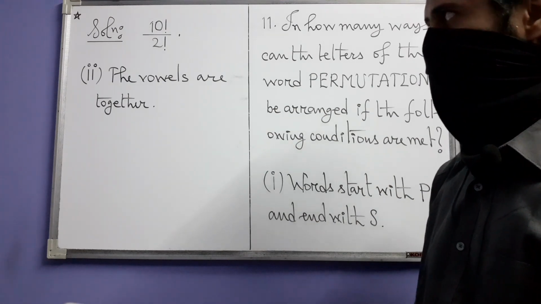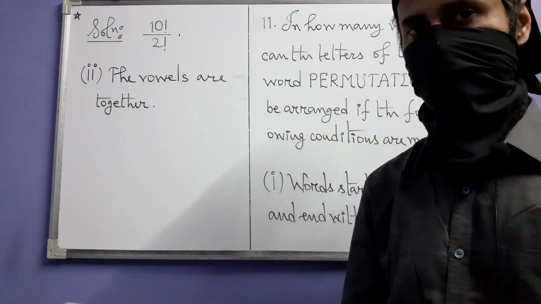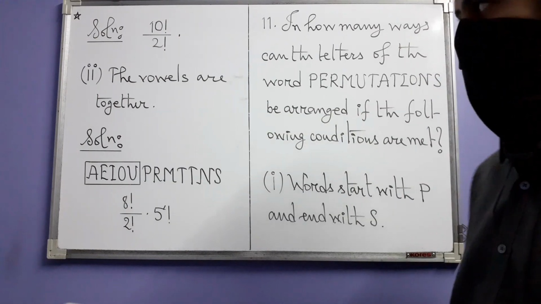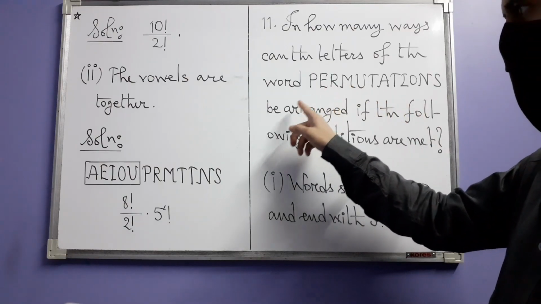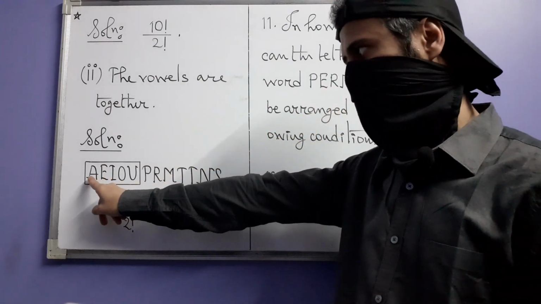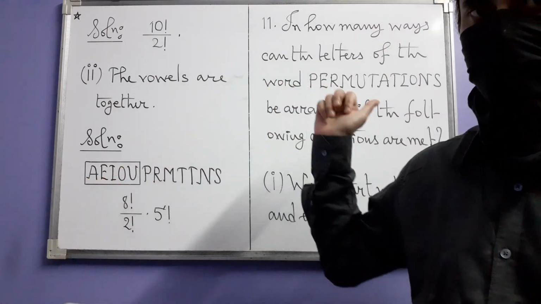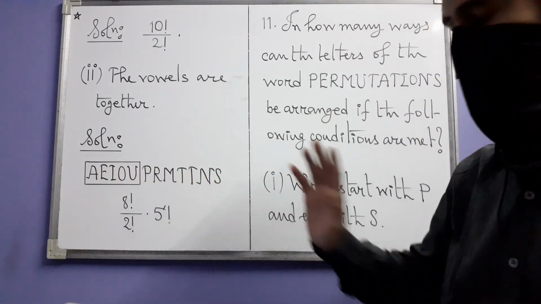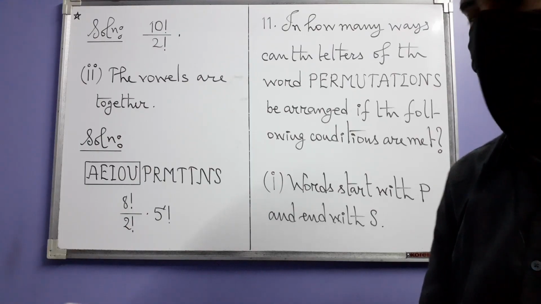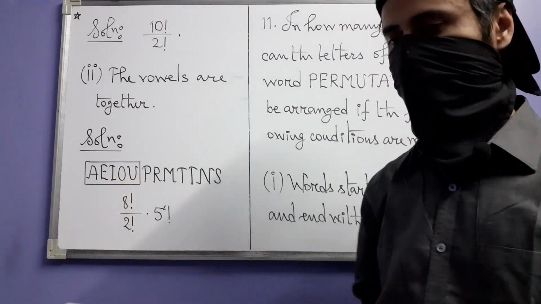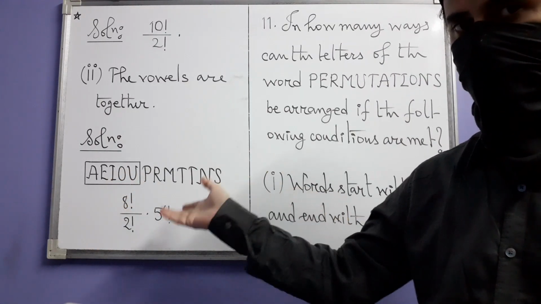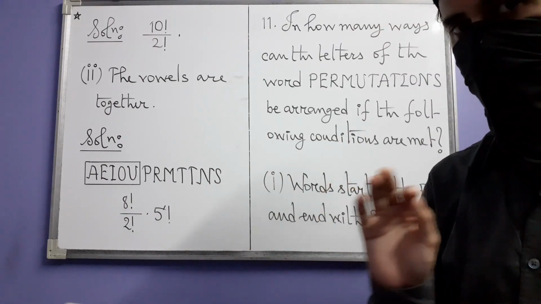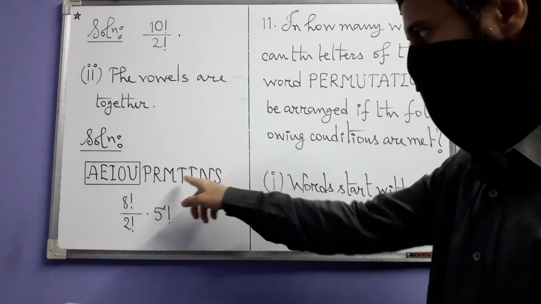In part 2, the condition is that the vowels have to be together. So you take all the vowels from this word and put them together. It turns out that you have all these vowels here in this word. A, E, I, O, U. And the rest are consonants. So this is considered as one unit which will move as you arrange these objects. The others are treated as separate units, okay, the other consonants.